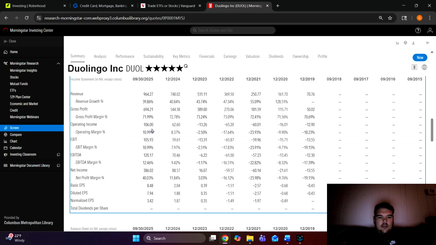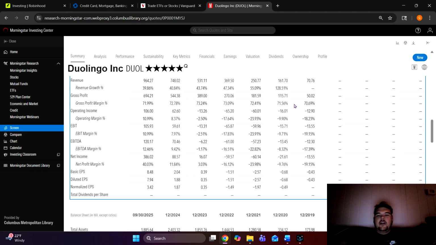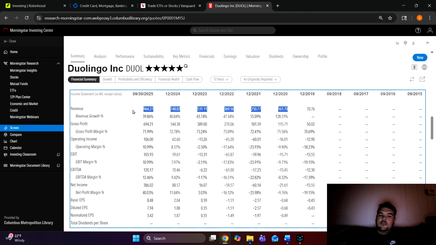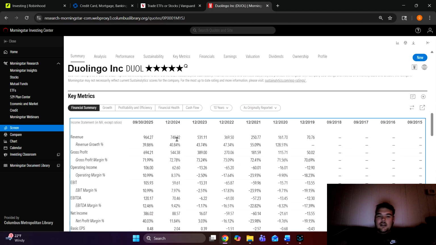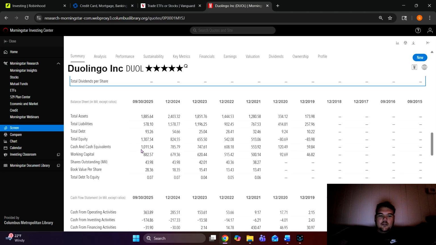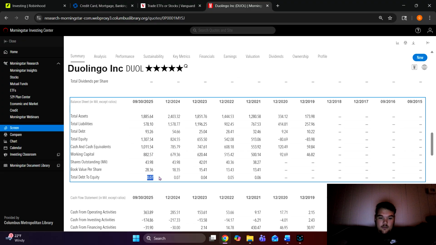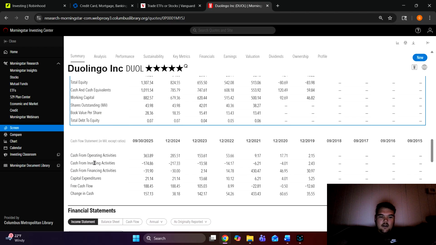If you can find a company with 70% gross profits, steady revenue growth, and steady net income growth, we like that. We take those. Super low debt to equity, that is lovely. You love to see that. Free cash flow, oh my gosh.